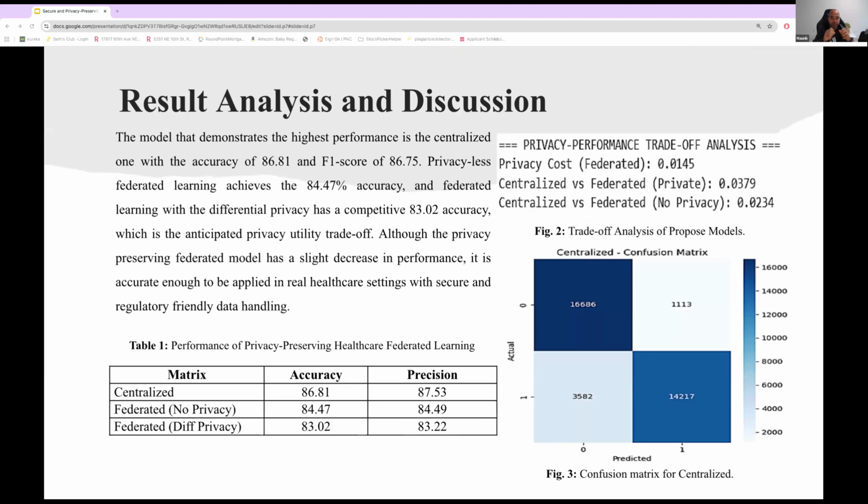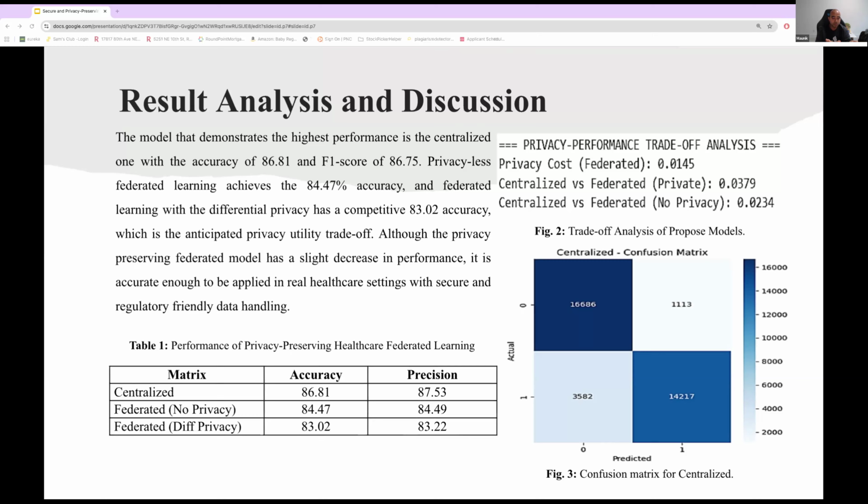So moving on to the results analysis, the performance of our models clearly illustrates the expected trade-off between absolute accuracy and data privacy. Our centralized DNN achieved the highest performance across all metrics, reaching a peak accuracy of 86.81% and an F1 score of 86%. As we transition into the distributed or federated environment, our federated learning model without privacy maintained a strong accuracy of 84%. When we introduce the differential privacy mechanism to secure the patient data, we observe that the competitive accuracy drops to 83%.